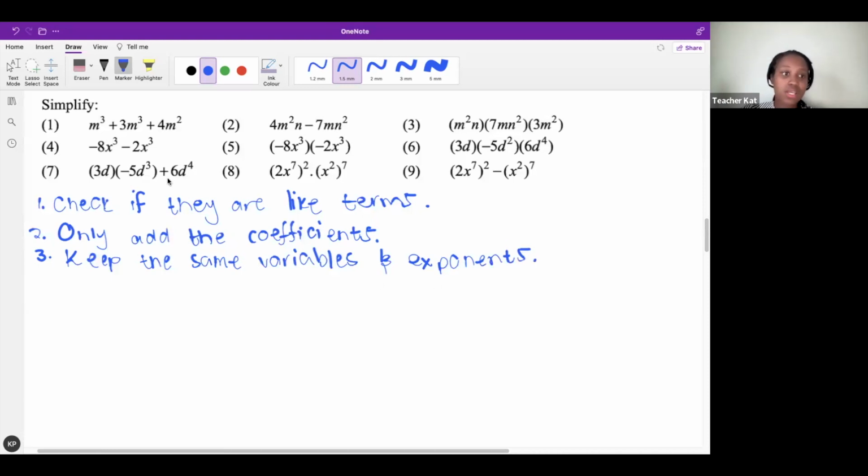Okay, now let's get working. Number 1, are they like terms? Are they all like terms? I see we have an M everywhere. Which one is not the like term with the others? If you look at number 1, which one is not a like term? 4m squared, because it has a squared when the others have a cube. So can we add 4m squared to the others?